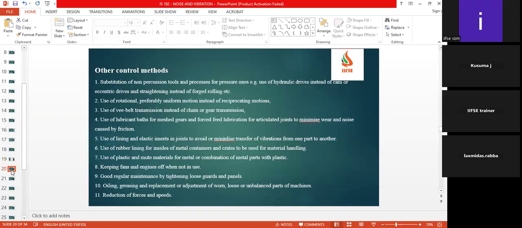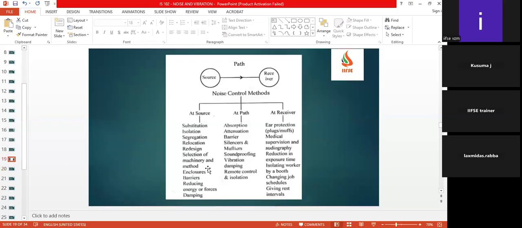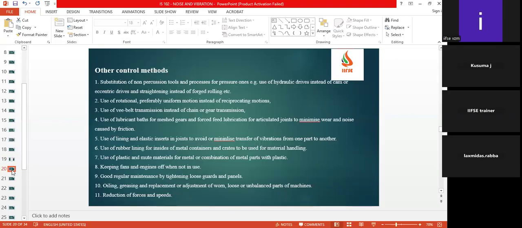And if you see other control methods apart from this, again, substitution of non precious tools or process for the pressure ones, then use of rotational or preferably uniform motion instead of reciprocating motions. This is about changing of machines, or choosing of suitable equipment, like we have selection of machinery and method. Instead of choosing reciprocal case, we can choose the circular motion of machines.